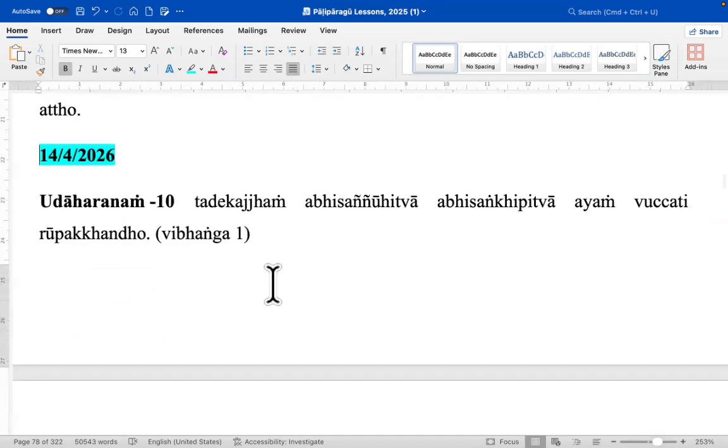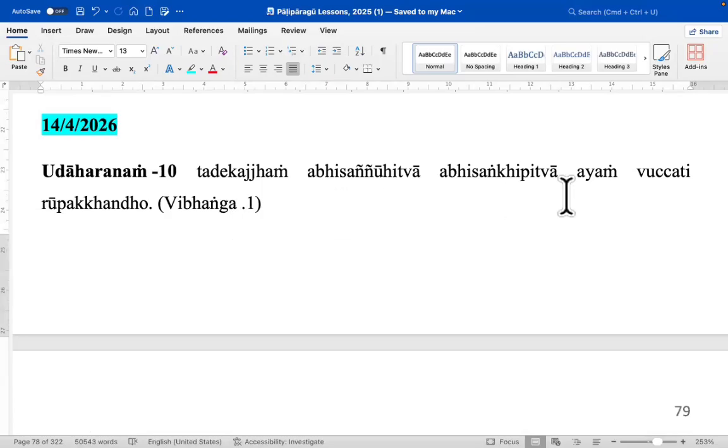Okay, this week the sentence, Udaharanam 10, December 10. Today Gajam. Today we take the Vibhanga Pāḷi, page number 1. Okay, so today Gajam.